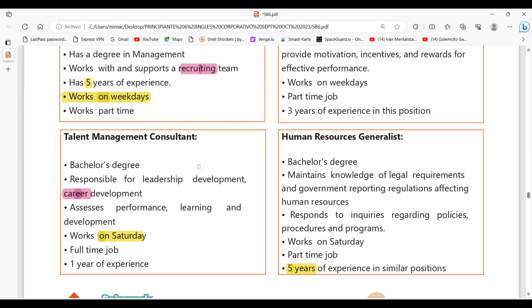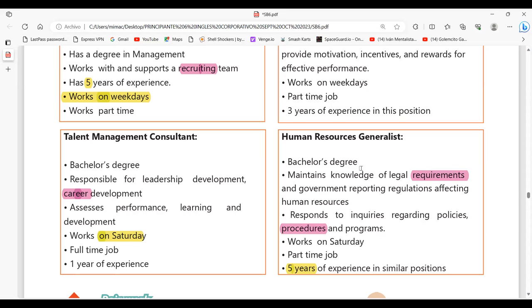You. Human resources generalist. Bachelor degree. Maintain knowledge of legal requirements and government reporting regulations affecting human resources. Respond to inquiries regarding policies, procedures, and programs. Work on Saturday, part-time job, 5 years of experience in similar positions.